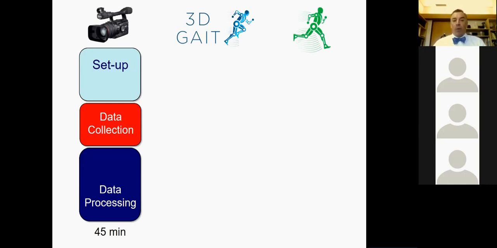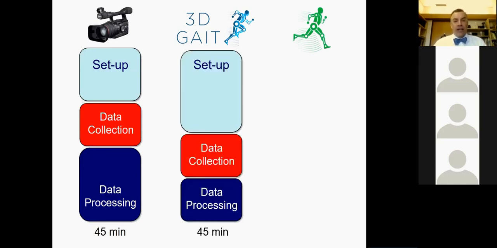Now our 3D gait product takes quite a bit longer to set up, upwards of a half an hour to get all the markers on properly. Again, data collection hardly takes any amount of time. Data processing with our 3D gait system quite literally takes 9.78 seconds. But still, from start to finish, that's 45 minutes. That's a long time to be spending with your patient.